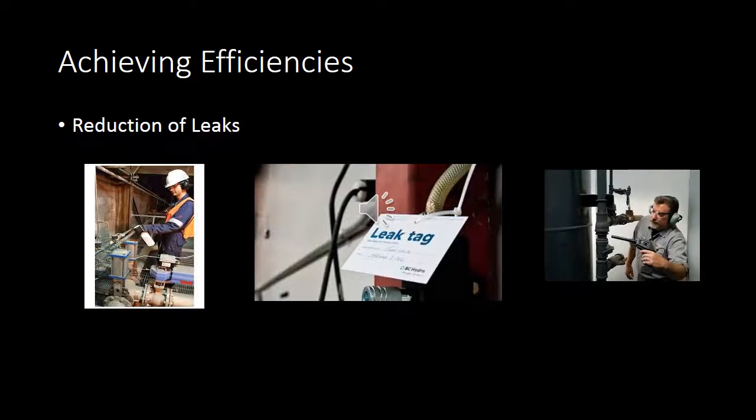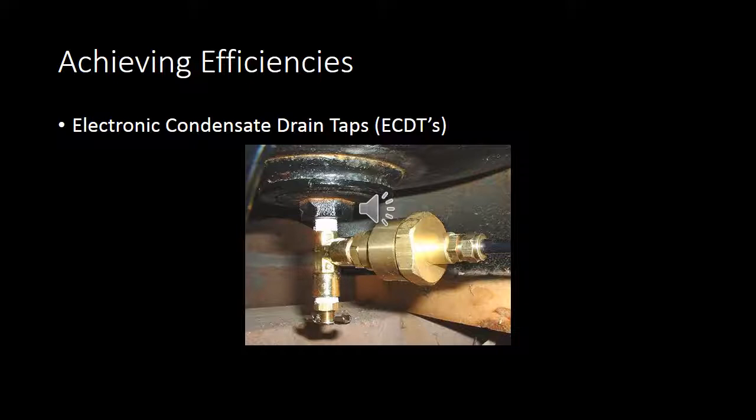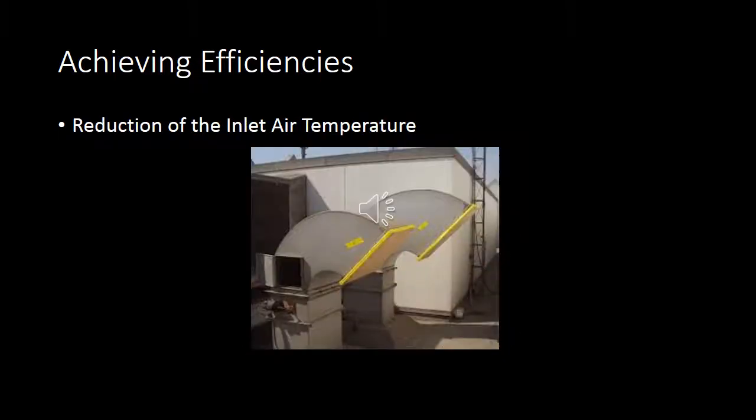Electronic condensate drain traps. Due to the necessity to remove condensate from the system, continuous bleeding achieved by forcing a receiver drain valve to open often becomes the normal operating practice, but is extremely wasteful and costly in terms of air leakage. Electronic condensate drain traps offer improved reliability and are very efficient as virtually no air is wasted when the condensate is rejected. Reduction of the inlet air temperature.